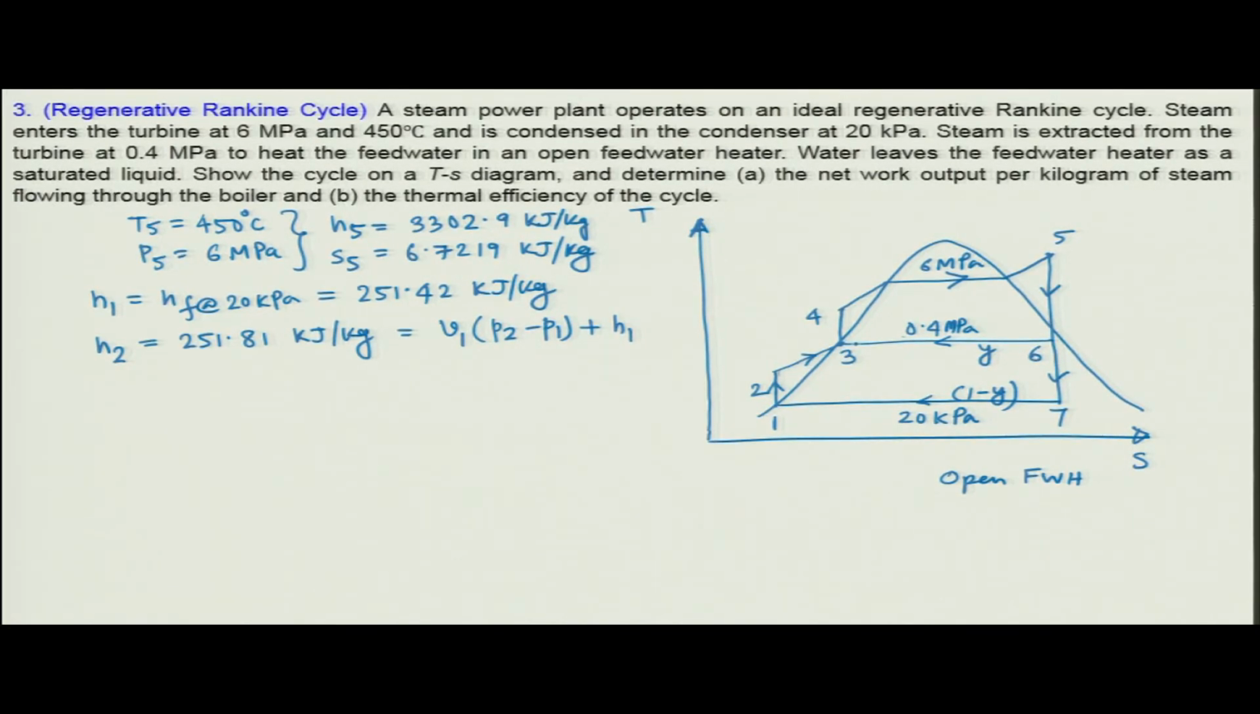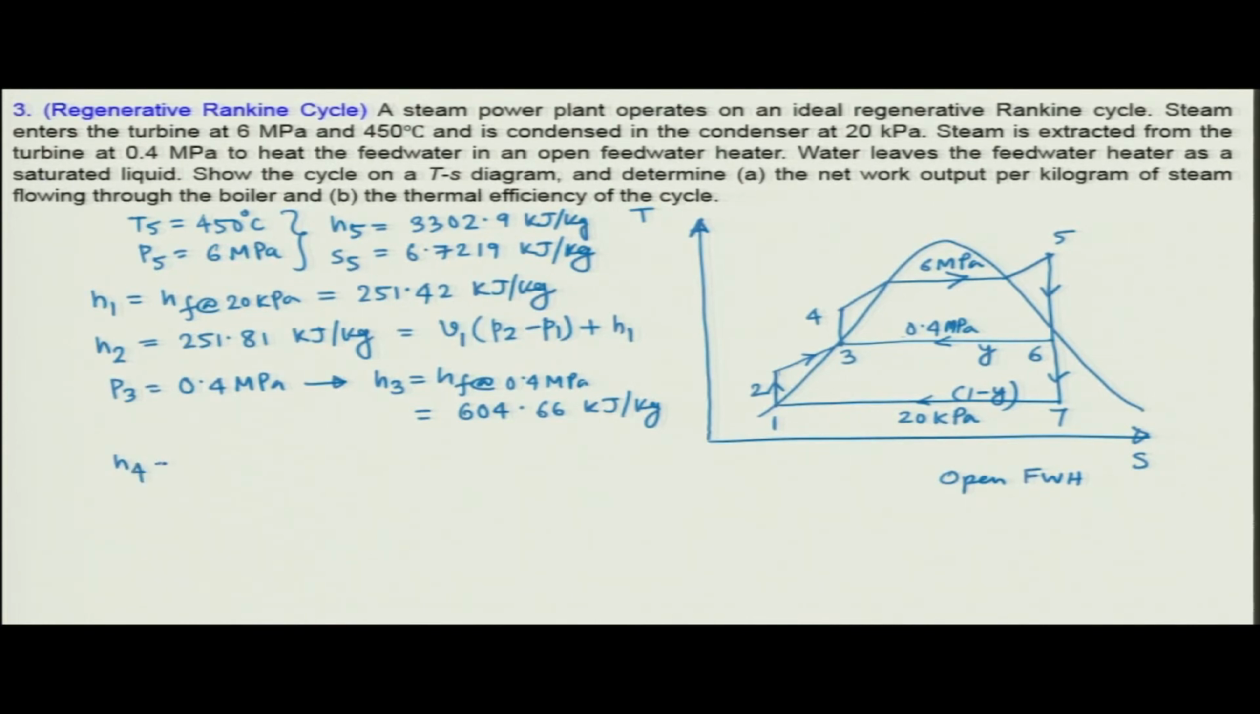Now, for point 3 I know that it is 0.4 megapascal, and correspondingly I can find the enthalpy of point 3 as the enthalpy of saturated water at 0.4 megapascal, that is nothing but 604.66 kilojoule per kg. That is the enthalpy for point 3. Now, I can find the enthalpy of point 4.